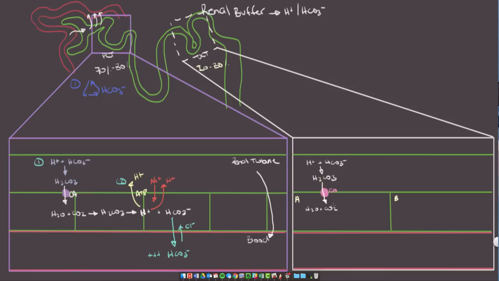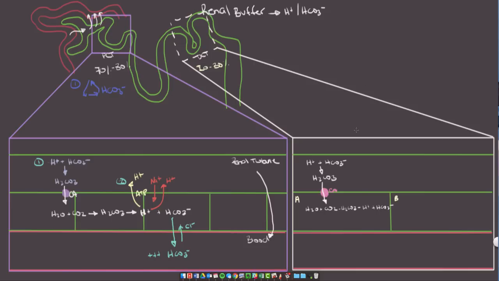So that H2O plus CO2 is going to turn into H2CO3, followed by H plus and bicarb, or HCO3 negative. So the important part of this intercalated cell type A is how we're actually going to manage getting rid of those hydrogen ions. We don't see a lot of difference in terms of how we manage the bicarbonate in these cells, but the way we manage the hydrogen ions is slightly different.